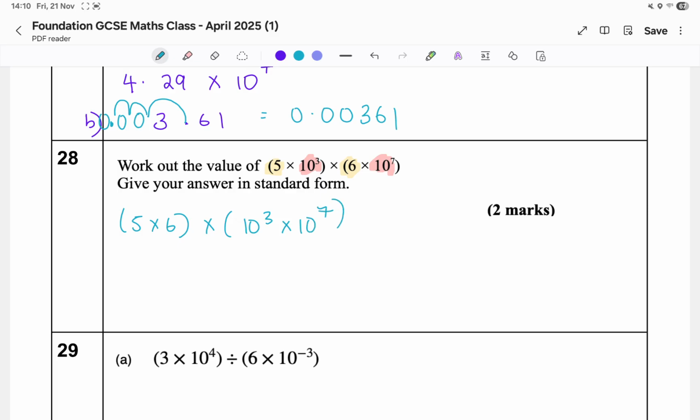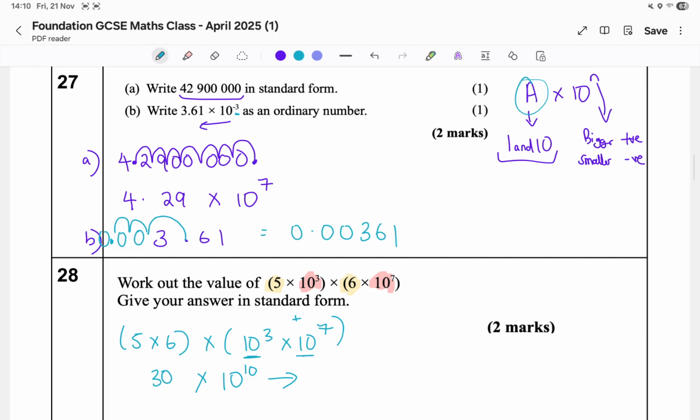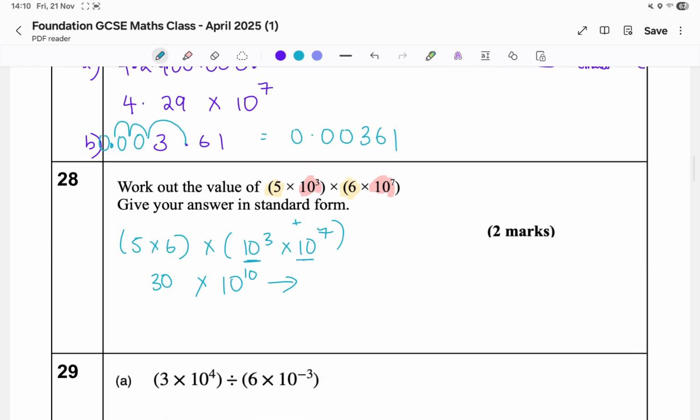5 times 6 is 30 times, when you're timesing numbers with the same base, you add the powers. So that's going to become 3 plus 7, so 10 to the power of 10. But one thing you have to remember is, you have to check, is this in standard form? So standard form, the number A, the first number, has to be between 1 and 10, and this is not in standard form because 30 is bigger than 10.